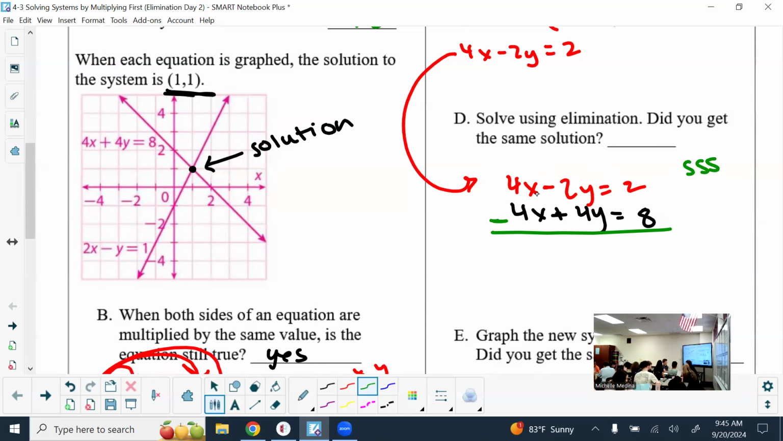4x minus 4x is what? And that's why we did it, in order to eliminate one of them. Because you had to do it there, you have to now do it to the rest. So now I have -2y minus 4y. What's that going to be?